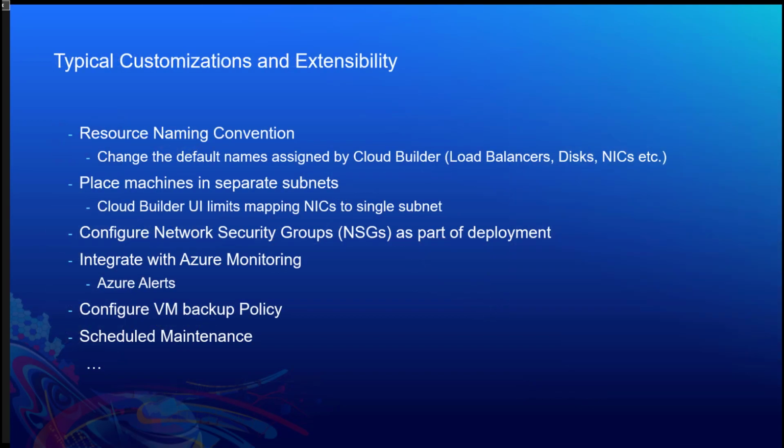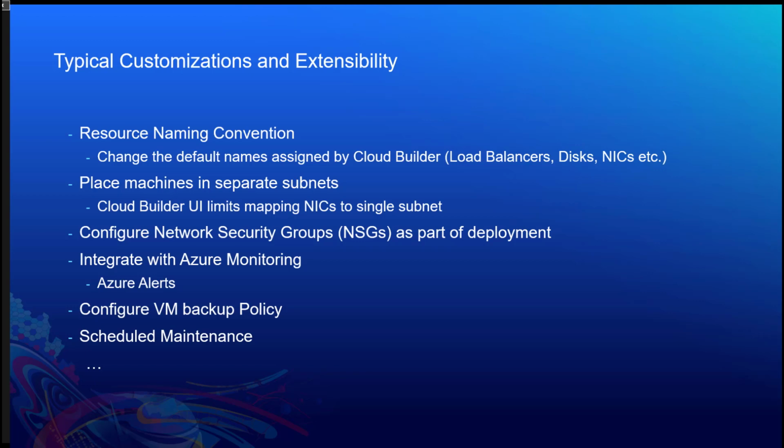What are some typical customizations and extensibility that we see from customers? The first is if you're very particular about the name of resources, then this is an option. This is the approach you would take to being able to customize that. In the case of Cloud Builder, there are certain names that get generated, and these are defaults, such as things for load balancers and disks and network interfaces that the user experience does not expose. But using the automation artifacts, you can go in and tweak those.